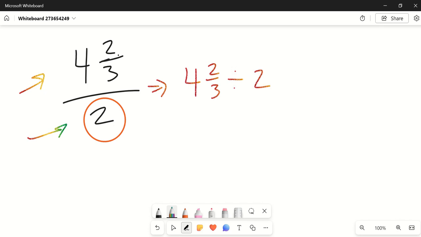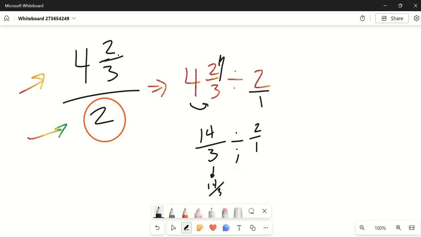Now, in order to do this, we need to do the following. Whole number needs to be over 1, first of all, and then this mixed number needs to become an improper fraction. Whole number times denominator, 4 times 3 will be 12, plus the numerator, which would be 14. So this will become 14 over 3 divided by 2 over 1. Then again, this number comes down. This becomes multiplication, and this gets flipped.